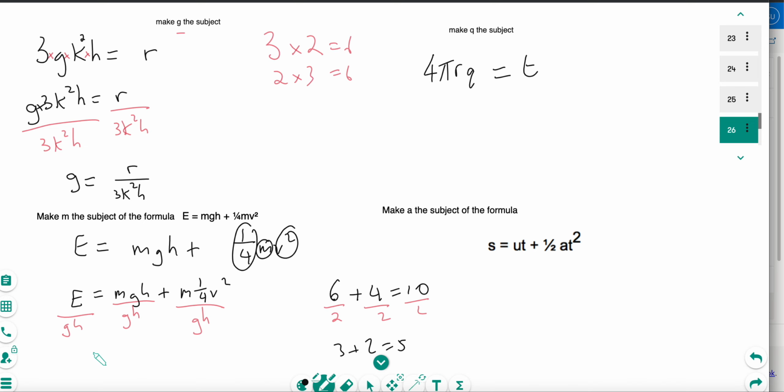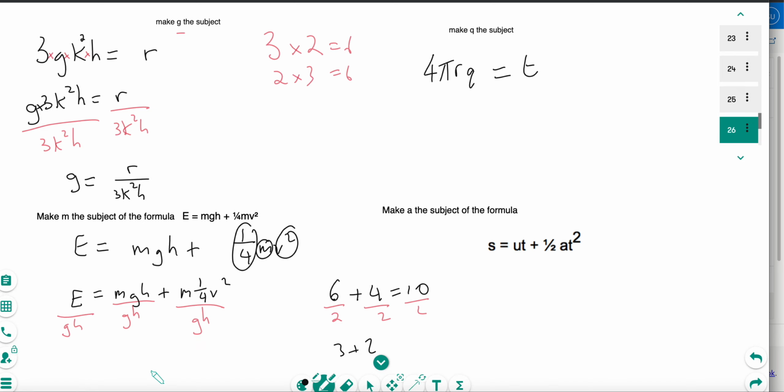On the left-hand side, we'll have E over gh. Here, the times and divide gh cancel out, so we're left with m. But basically, we've not really done much because it's going to be m 1/4 v squared over gh. So there's still a gh on the right-hand side. So what do we do here, guys?